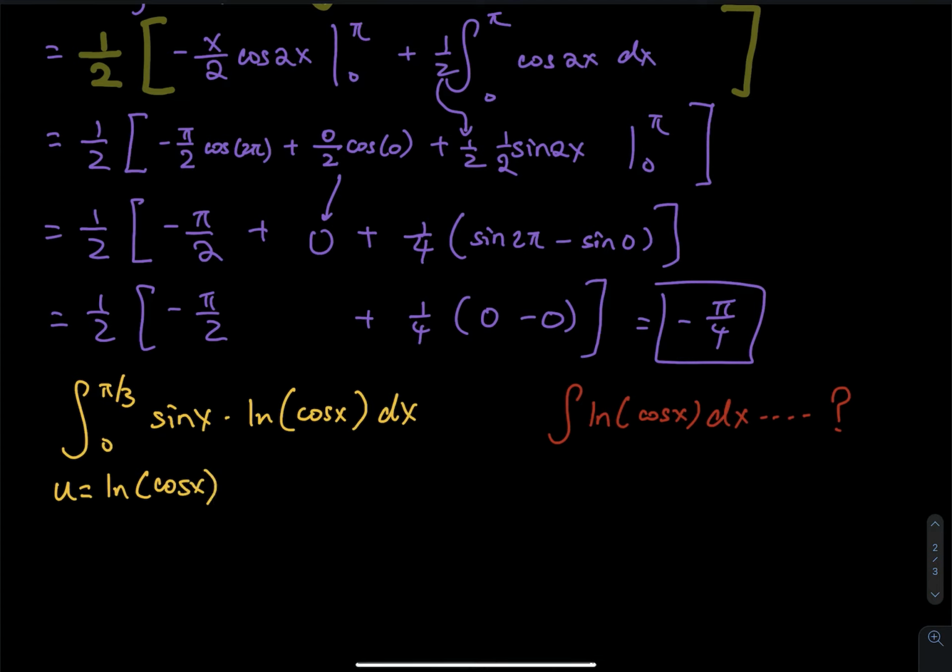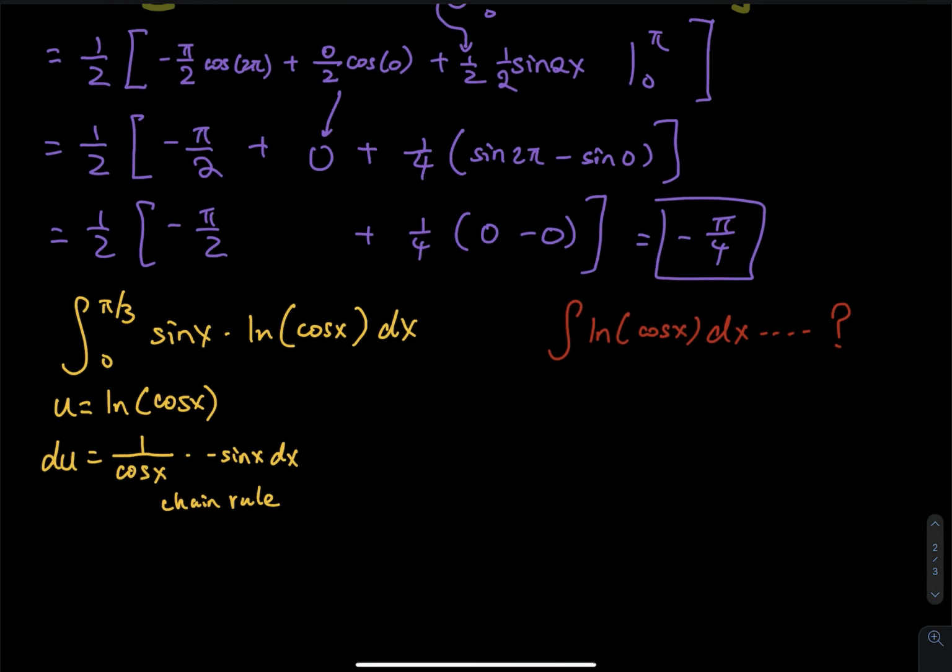This one I can easily integrate. And then the du, you will be using the chain rule. The derivative of ln is just 1 over the stuff inside parentheses. And then by chain rule, you also need to take the derivative of cosine, that is equal to negative sine x dx. So let's specify that this is a chain rule. And then the du is equal to negative sine of x divided by cosine of x dx.